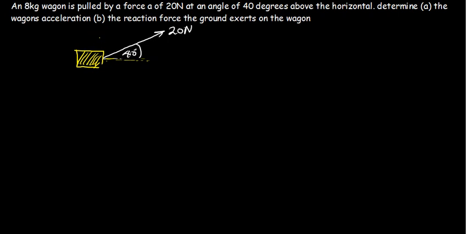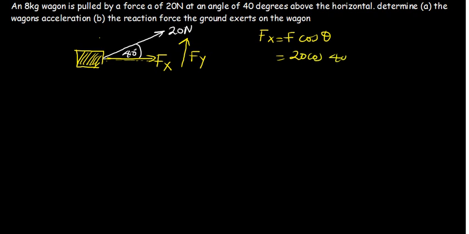It is going to be going forward. So this force is going to be broken into components, the x component and also the y component, because it is given at an angle. Whenever you've got a force applied at an angle, you always have an x component and a y component. The x component is given by F cos theta. The force we applied is 20, cos of the angle, 40.